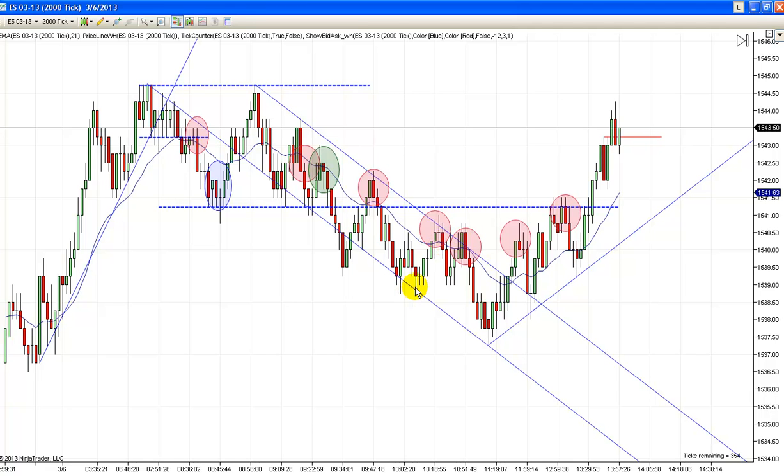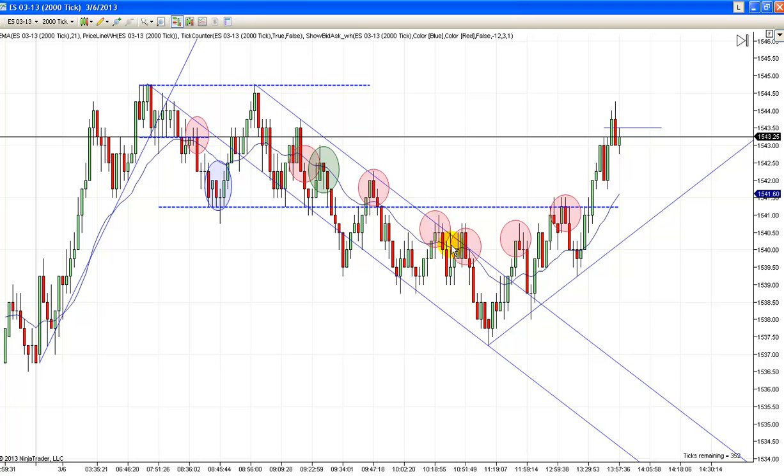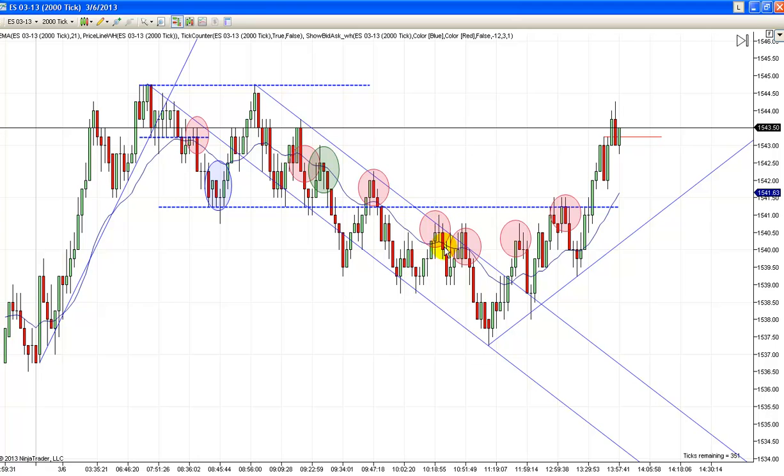And again, it's a two-legged move. Notice that there's one leg up. This little doji is a correction, and then a second leg up. So that's on a smaller scale. That's a second entry short. And even if you didn't see the smaller scale, you got a first entry here and then a second entry there.